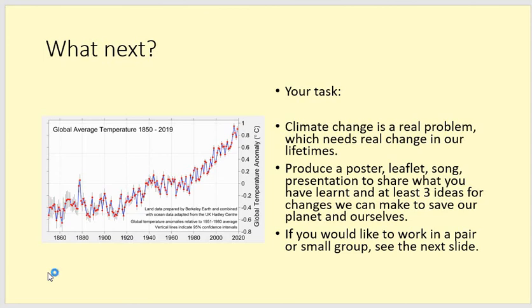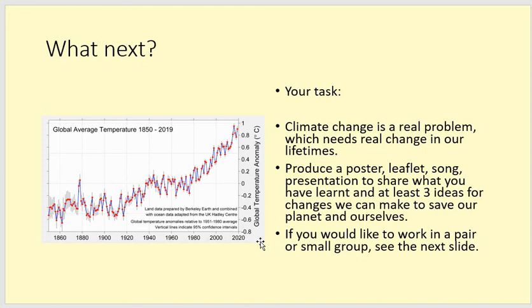Now we know that climate change is a real problem and it needs real change in our lifetimes. Otherwise, as you can see, it does go up and down between individual years, but overall the trend, the pattern in the graph has been upwards, and it stayed very similar for a long time until just after World War II, when it started to go up considerably. And although these are small numbers, they make a big difference.